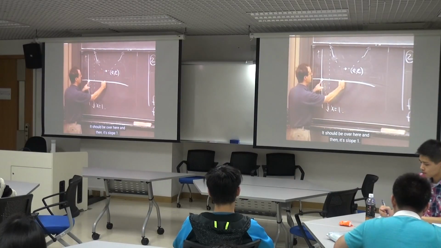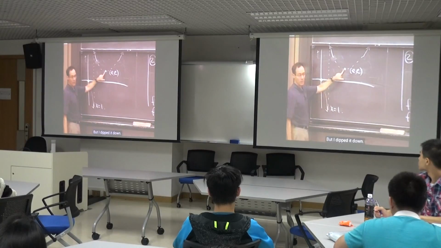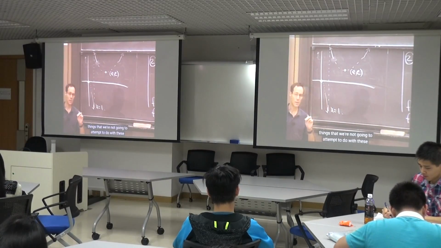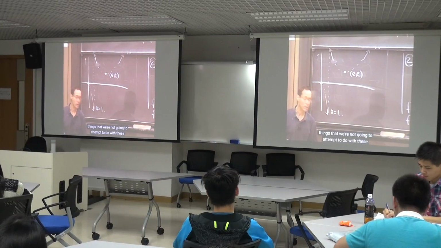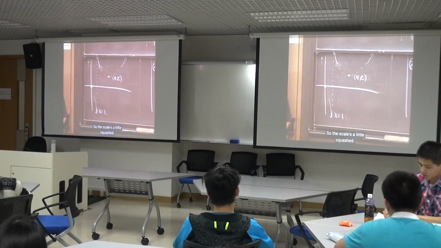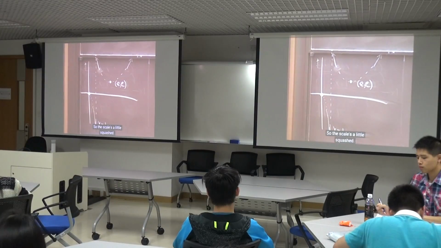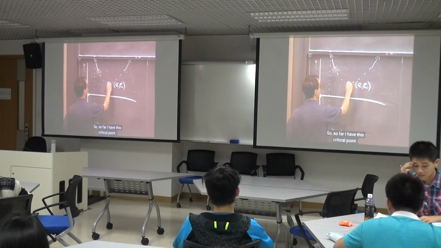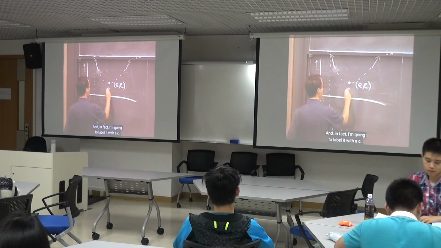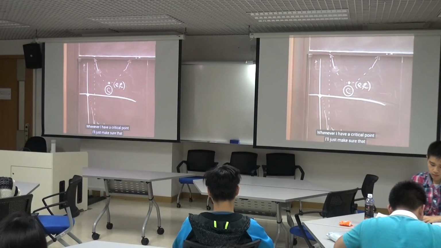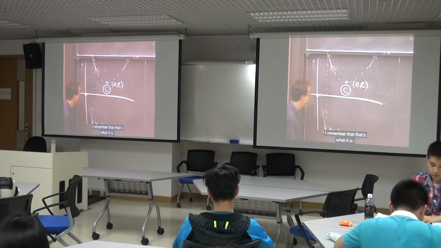It should be over here and then slope 1. All right, so this is not to scale, and indeed that's one of the things that we're not going to attempt to do with these pictures is to make them to scale. The scale's a little squashed. All right, so far I have this critical point, and in fact, I'm going to label it with a C. Whenever I have a critical point, I'll just make sure that I remember that that's what it is.